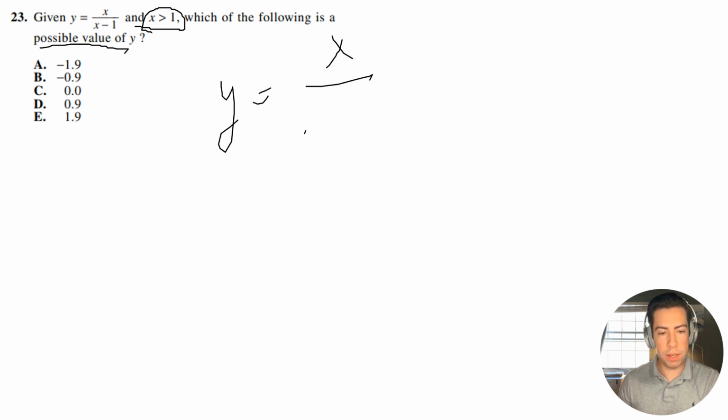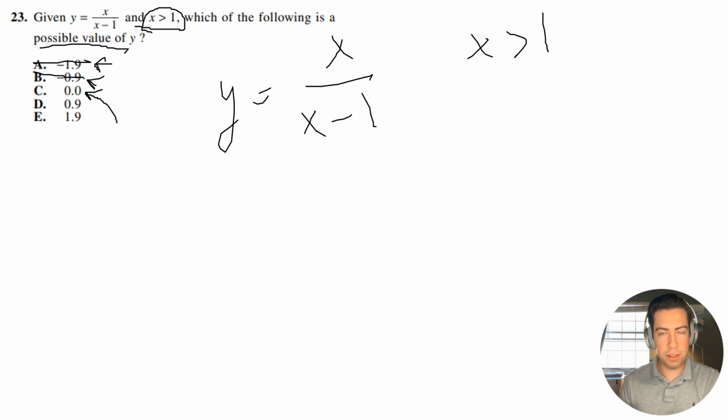So if we have y equals x divided by x minus 1 and x is greater than 1, well, how could we ever get a negative value here? Right, guys, if x is greater than 1, I will never get a negative value. So a and b are already out, okay? Now, what about 0? Could we ever get a value of 0 here?